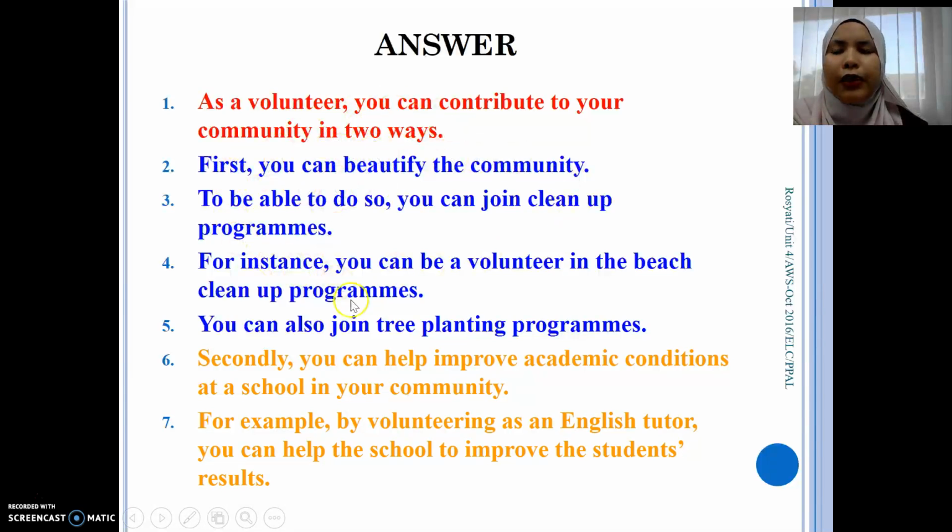So we are done with the first way to contribute as a volunteer to our community. So we have two ways. That means second would be secondly. So secondly, you can help improve academic conditions at a school in your community. Right? So what are we expecting to read further? It must be something related to improving academic conditions. Okay, so the next sentence is, for example, by volunteering as an English tutor, you can help the school to improve the students' results. So this is how you rearrange all these sentences to create one complete and comprehensive body paragraph.